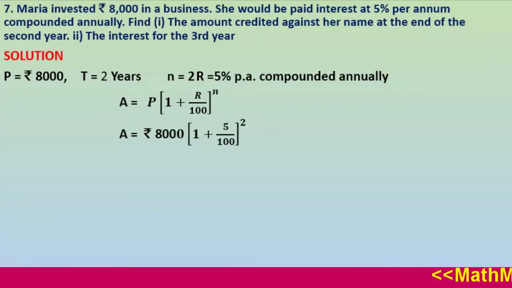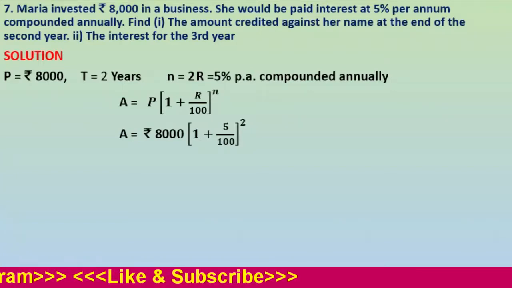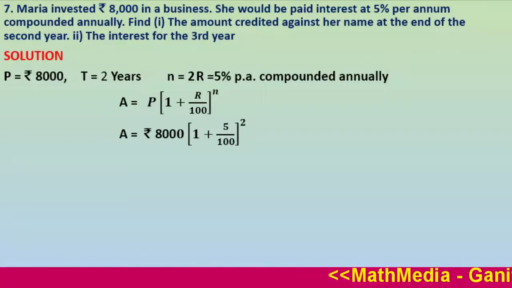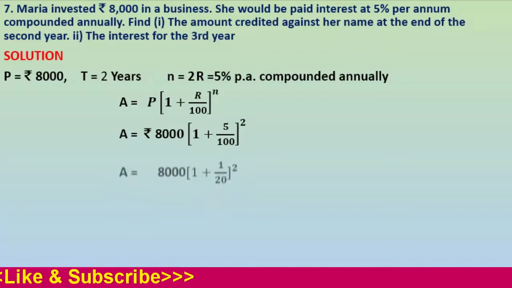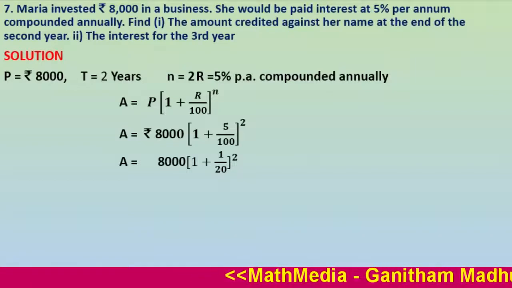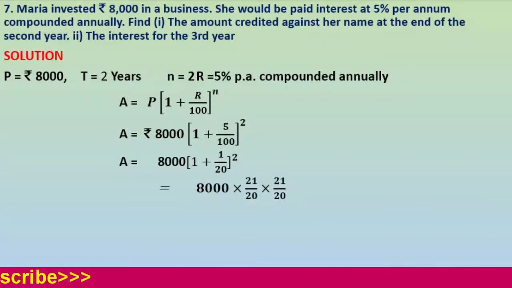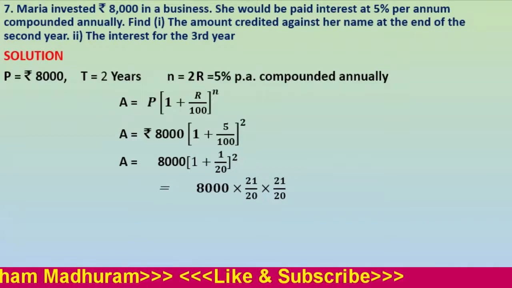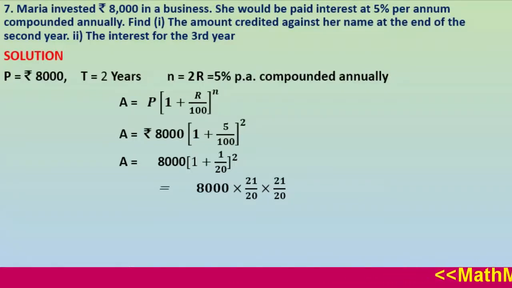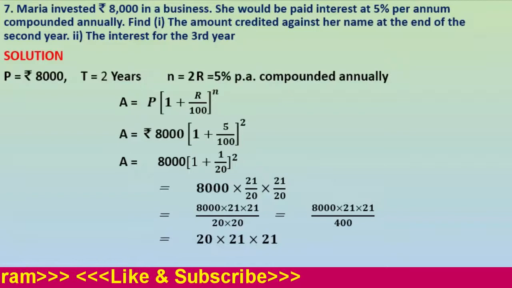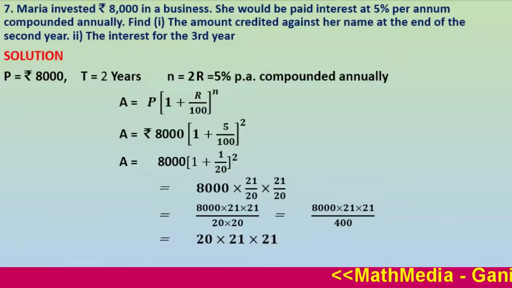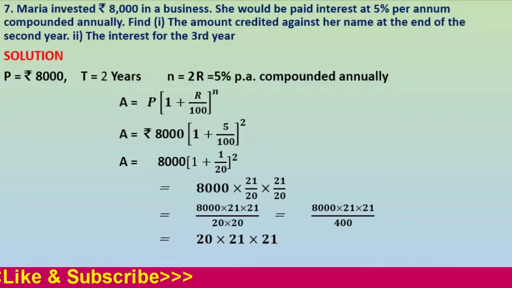While substituting, we get 8,000 into 1 plus 5 upon 100 whole raised to 2. After cancelling 5 and 100, we will get 8,000 into 1 plus 1 upon 20. While solving the bracket, we get 8,000 into 21 upon 20 whole square. That can be written as 8,000 into 21 upon 20 into 21 upon 20. Multiplying the numerator and multiplying the denominator, we get 8,000 into 21 into 21 whole divided by 400.